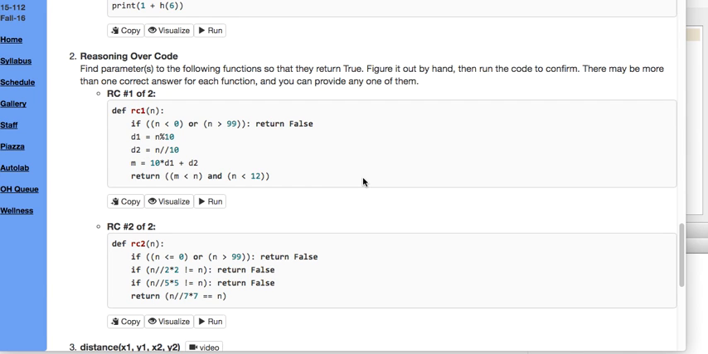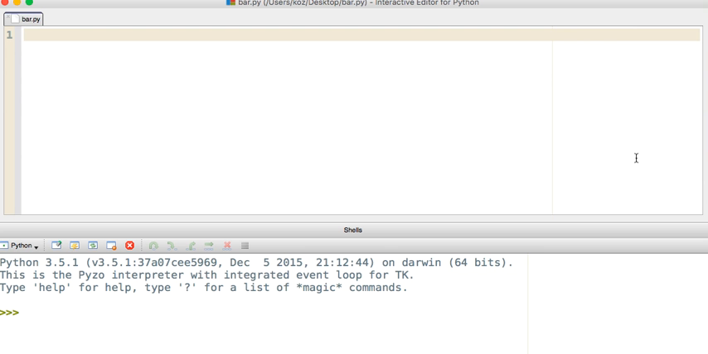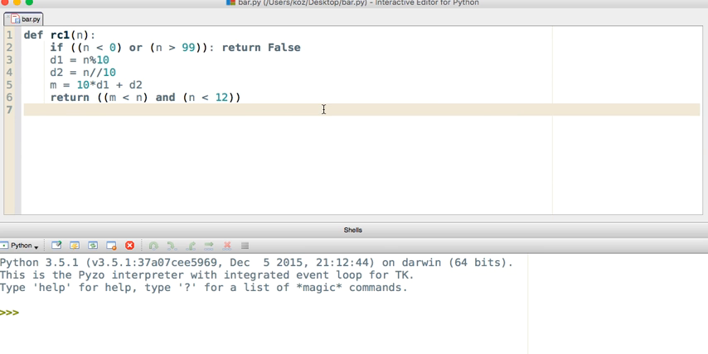Now we're doing reasoning over code. Here's our first one. The goal is to find a value of n that makes this function return true. We'll copy the function, paste it here, and now let's start doing a little bit of reasoning.